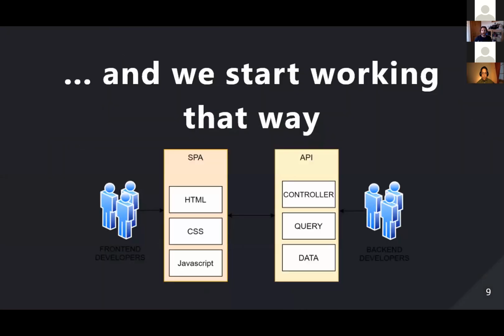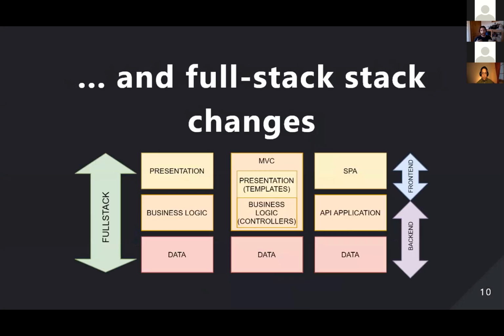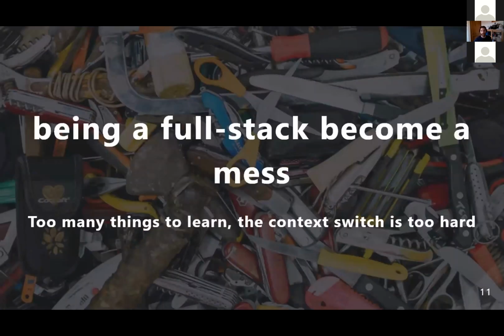Single-page applications changed the way we were working, because we can divide the single-page application, the front end, from the APIs, the backend, and we can employ different teams. So the full stack developer was behind a change, and he needed to learn how to implement the backend part and the front end part to keep aligned to the development times. And being a full stack became a mess because there were too many things to learn. The context switch is very hard, and he had to keep updated on each technology he managed.